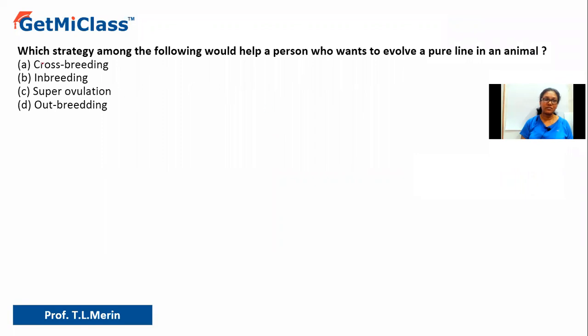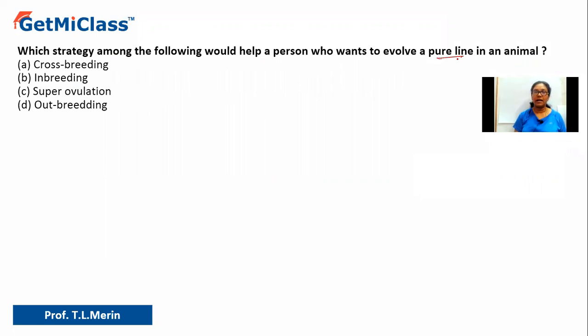Today we are going to solve this question which says, which strategy among the following would help a person who wants to evolve a pure line in an animal? Okay, so he wants to evolve a pure line, and which strategy among these will be helpful? Option A, crossbreeding. Option B, inbreeding. Option C, superovulation. Option D, outbreeding.